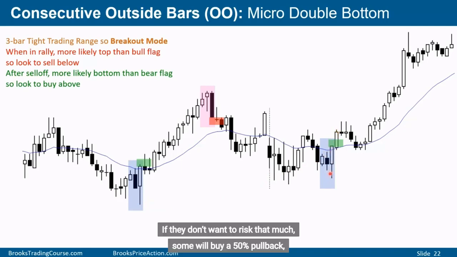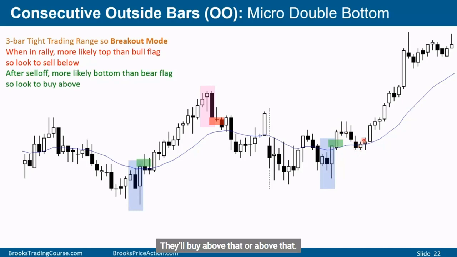If that's a credible buy, some will wait for a second bull bar and buy that. If they don't want to risk that much, some will buy a 50% pullback, which is this, or they'll buy a resumption up after a 50% pullback. They'll buy above that or above that.